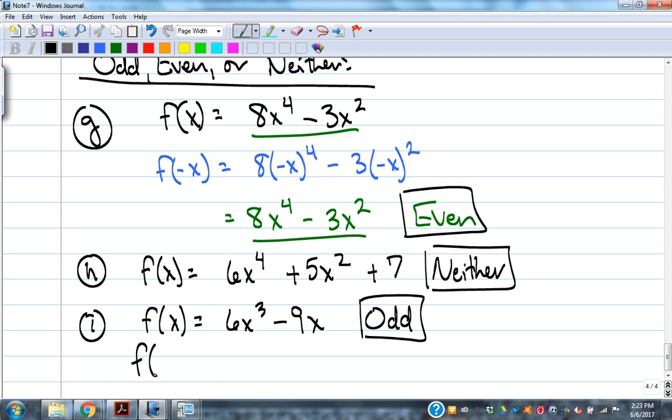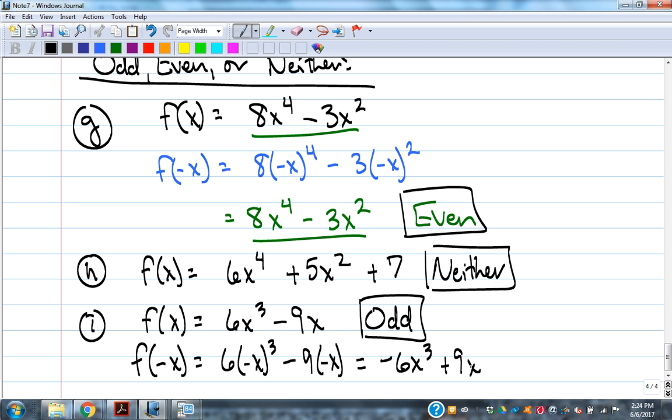If you did the actual math that's involved, it does work so that it's negative 6x to the third, positive 9x. It changes it to the opposite. But you can use that shortcut. If it's got all even degrees on each term, then it's an even function. If it's got all odd degrees on each term, it's an odd function. If it has a mixture of the two, then it's neither.